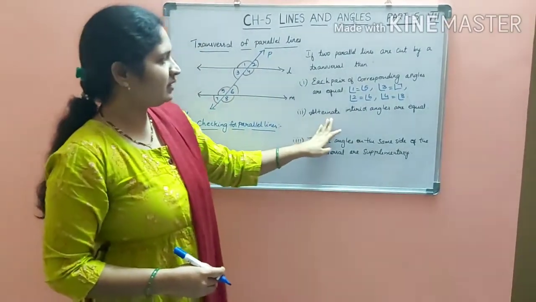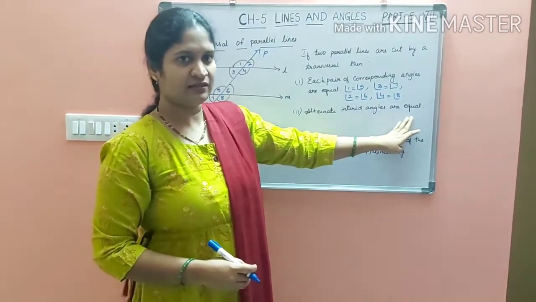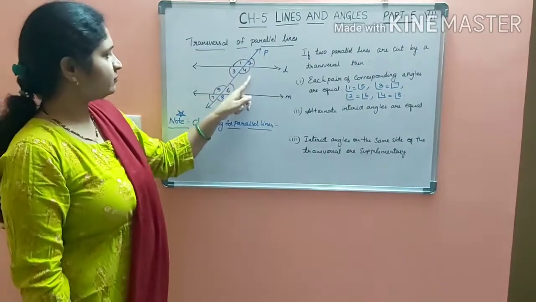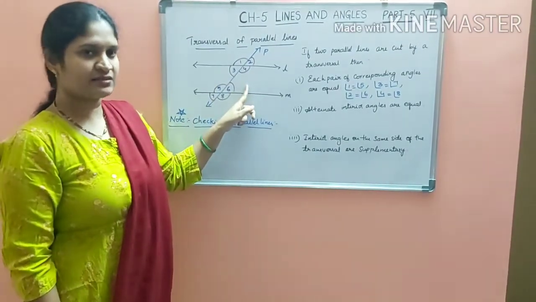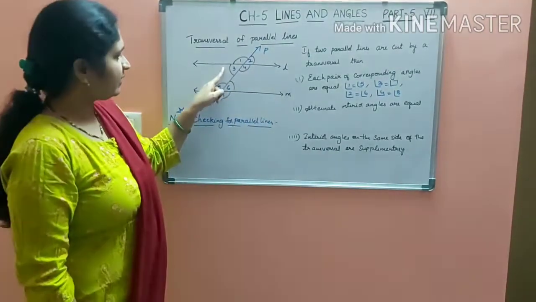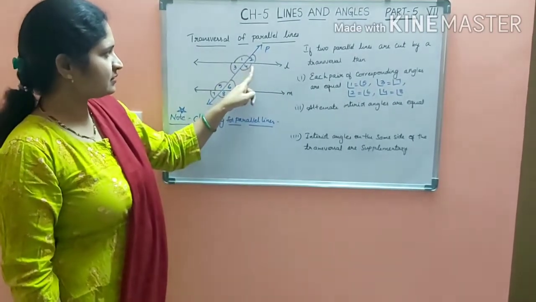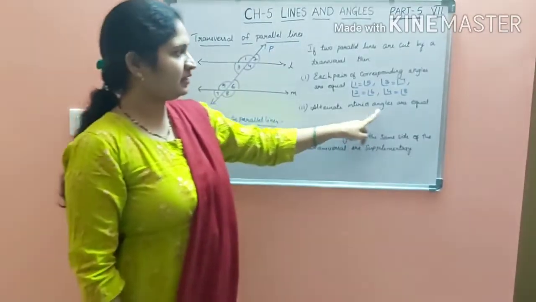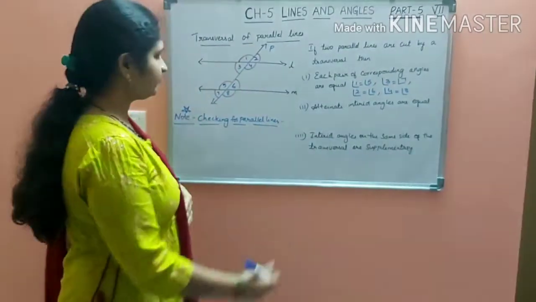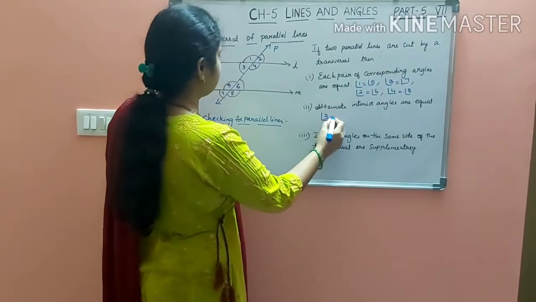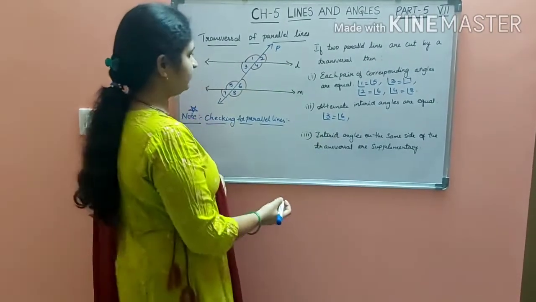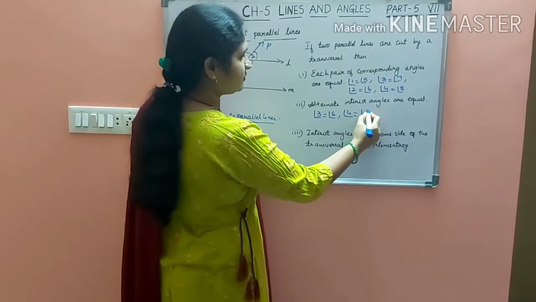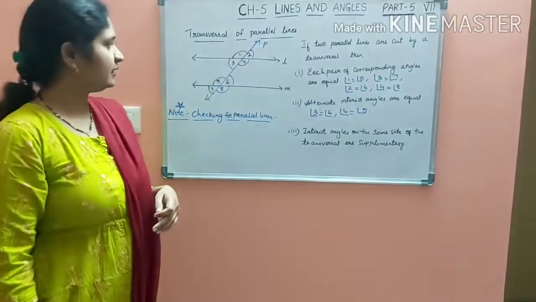Next fact, alternate interior angles are equal. Here in this, what are the interior angles children? 3, 4, 5 and 6. In this, again what are alternate? Angle 3, angle 6 and angle 4 and angle 5. What I am saying here, alternate interior angles are equal. So, angle 3 is equal to angle 6, comma, angle 4 is equal to angle 5. So, alternate interior angles are equal.